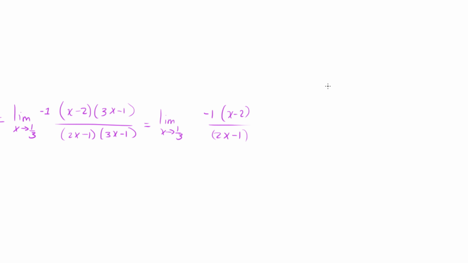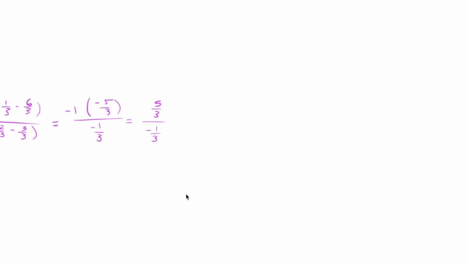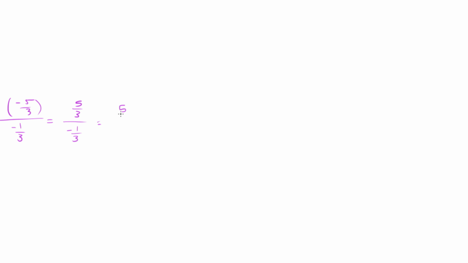Now you can plug in the 1/3. So let's plug in 1/3, so 1/3 minus 2, over 2 times 1/3 minus 1. Common denominators, so 1/3 minus 6 over 3, over 2/3 minus 3 over 3. Okay, 1 minus 6 is negative 5 over 3. 2 minus 3 is negative 1 over 3. Negative times negative is positive 5 over 3, over negative 1/3. When you have two fractions and they're dividing, you multiply by the reciprocal of the denominator. So it's going to be negative 3 over 1. You multiply across, negative 15 over 3, which is negative 5.